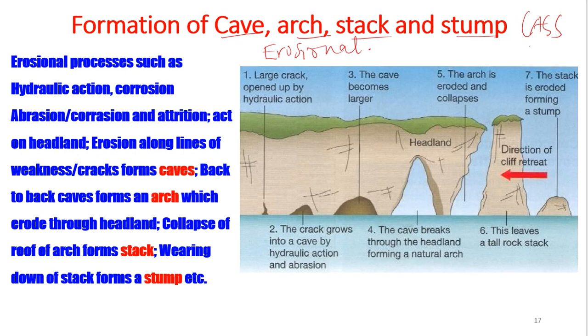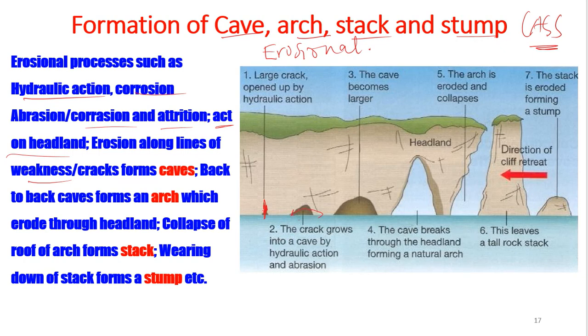Now, so we have class here. It's formed from erosional processes such as the 4 erosional processes we listed earlier: hydraulic action, corrosion, corrasion, or attrition. You should check lesson 1 to know their individual meaning. Once this acts on a headland, a headland protruding to the sea, the next thing is erosion along a line of weakness. If there's a line of weakness here, as you can see, erosion on this line of weakness will now form a cave.